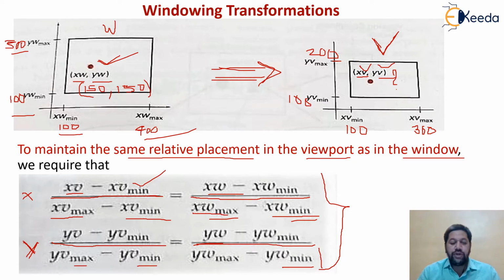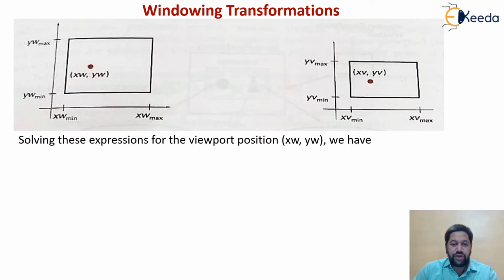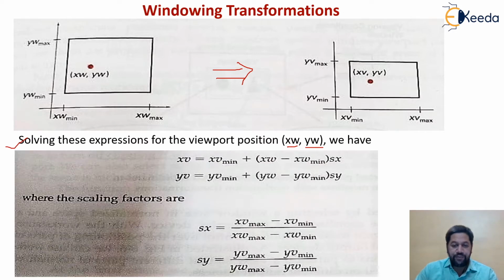I'm now moving to the next slide to understand the appropriate equation. I'm continuing with the same diagram because this is the problem we have to solve. Solving this expression for the viewport position from xw, yw, we can find the value of xv and yv. So we have an equation now. What is xv equal to?